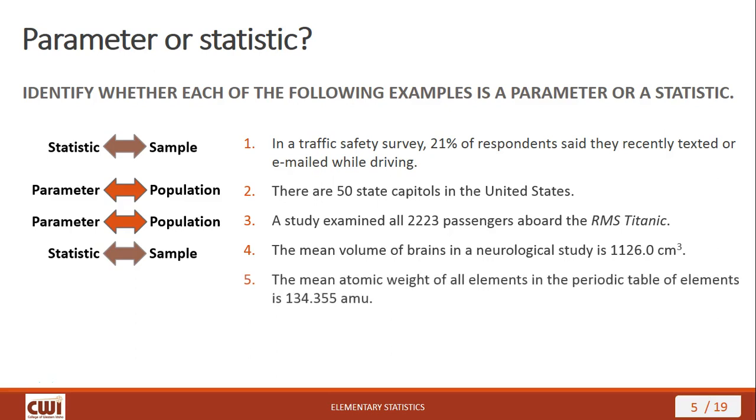Here's the next example. The mean atomic weight of all elements in the periodic table of elements is 134.355 AMU. Is this an example of a parameter or a statistic? I'll give you a moment.